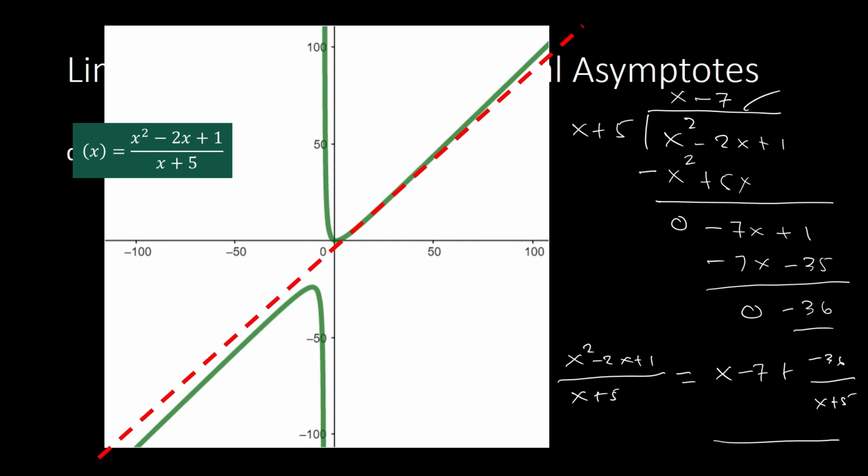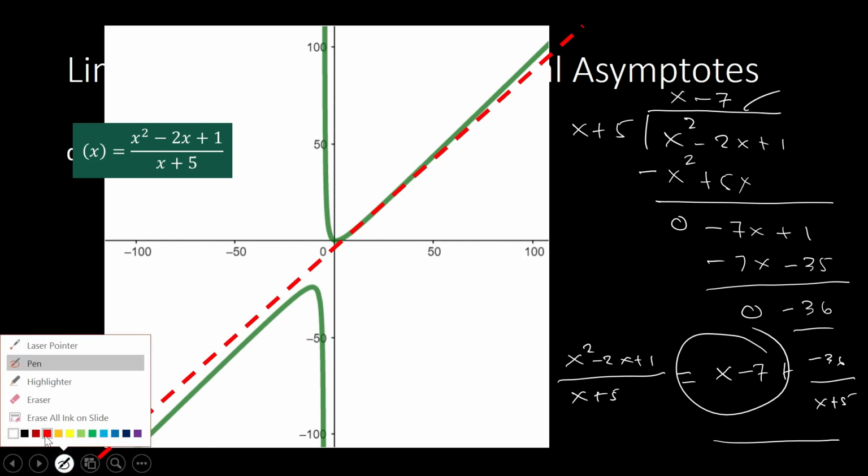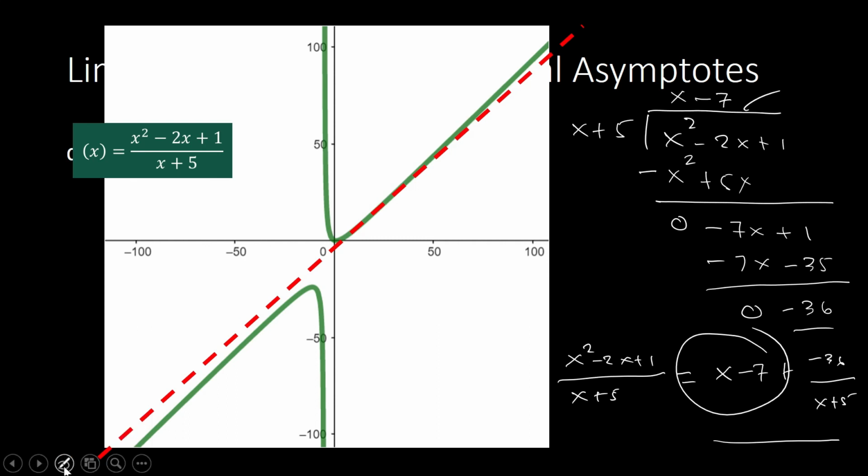Now the question is, what is the equation of your oblique asymptote? Well, guess what? This is the equation of your oblique asymptote. So it is an equation. You cannot just write it as x minus 7. So the way to write it is y is equal to x minus 7.